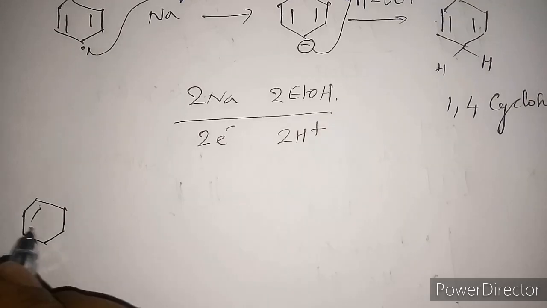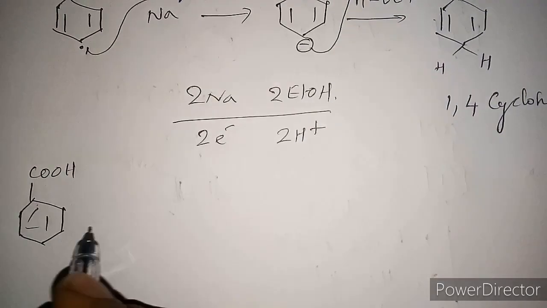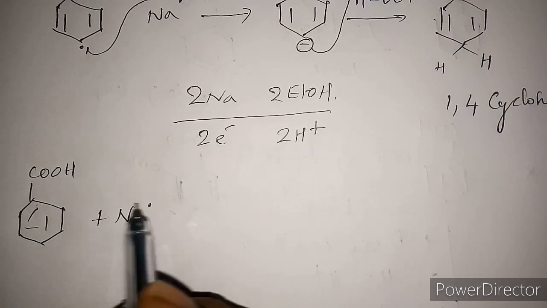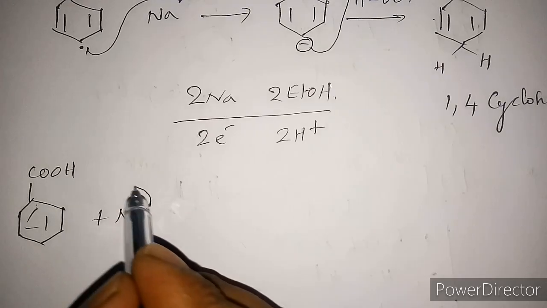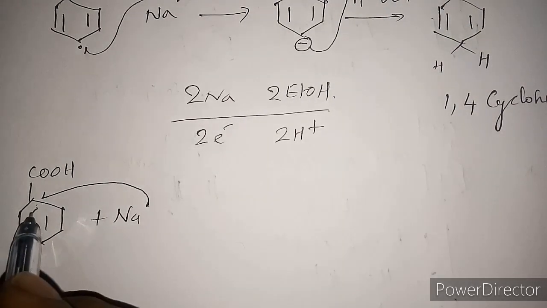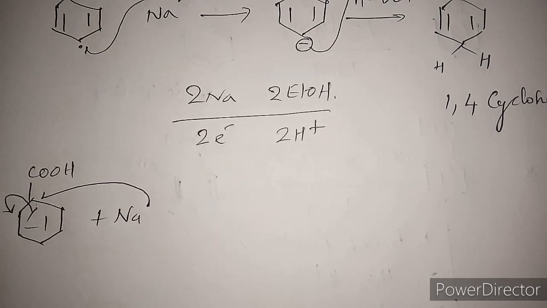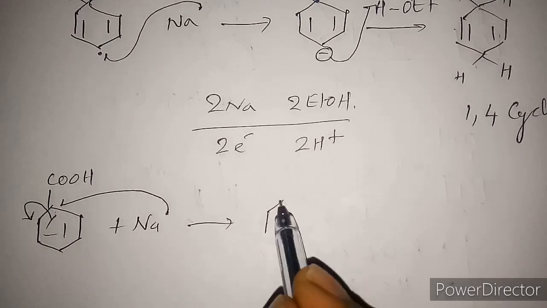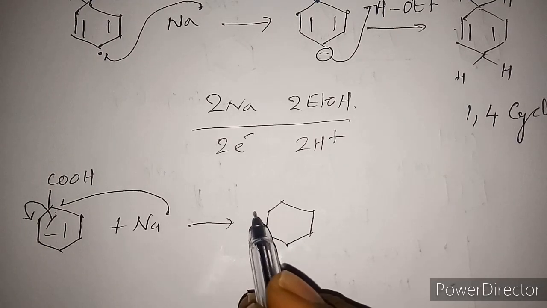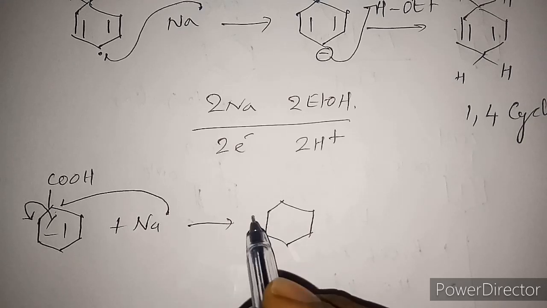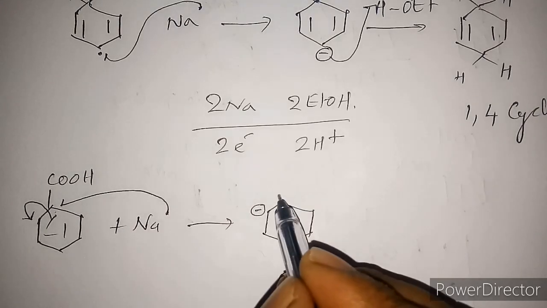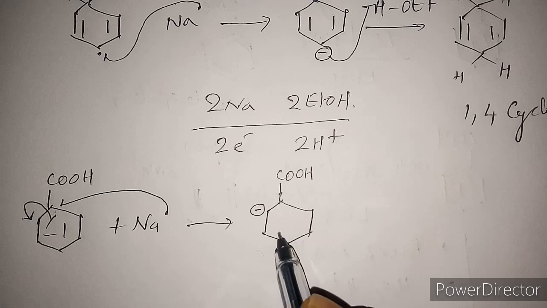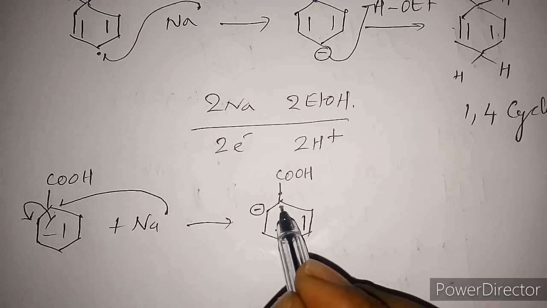Right. Now with respect to an electron withdrawing group, that is benzoic acid with sodium. Now this sodium will take the electron and give the electrons here, this will shift here. So now what will happen? It creates a negative charge here, a radical here. So we have COOH and we have this, okay, a radical here.